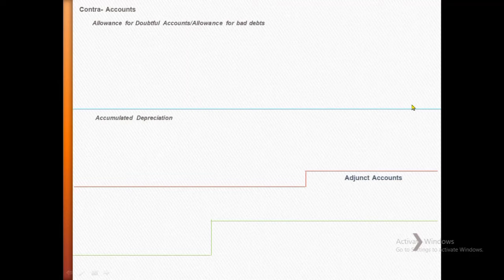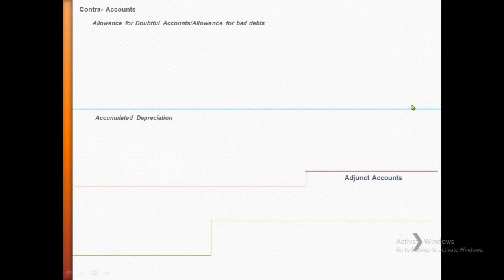Since we are already talking about accounts, I would like to introduce you to the Contra Accounts and the Adjunct Accounts. So let's have first the Contra Accounts. What are these? These are sub-accounts to a main account, however, the balances of these sub-accounts are deducted from the main account. To understand that further, let's have the examples, which are the allowance for doubtful accounts, or the allowance for bad debts, and the accumulated depreciation account.